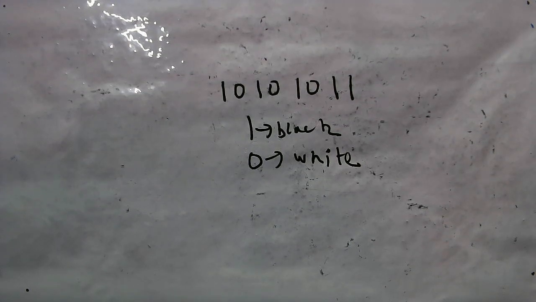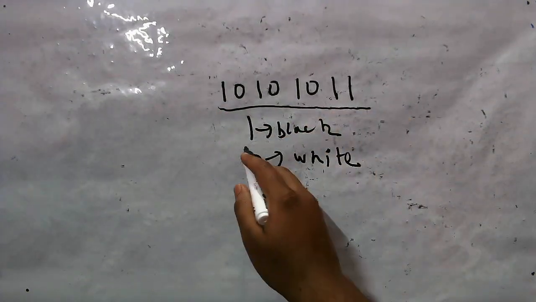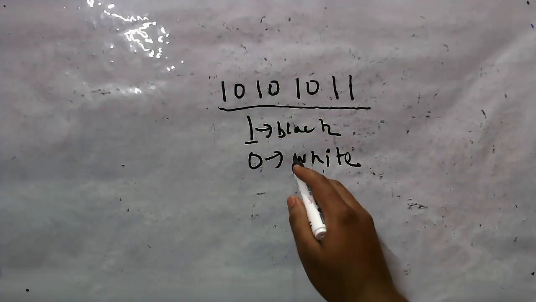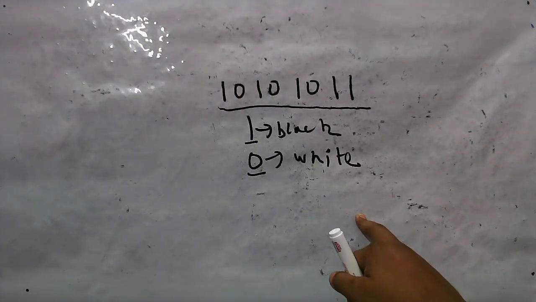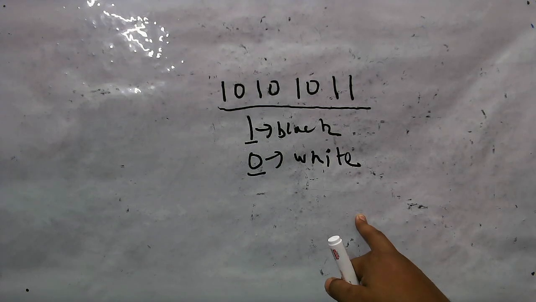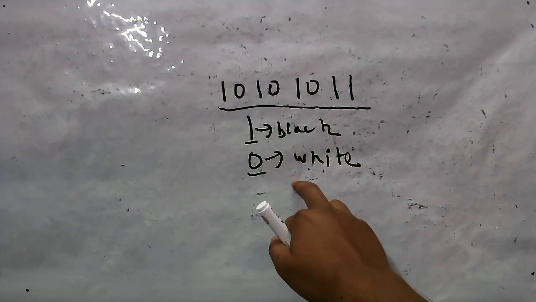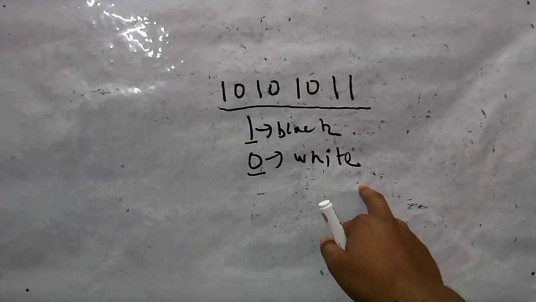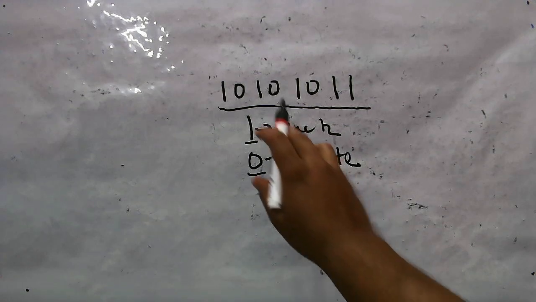So today we will discuss this problem, which is known as separate black and white balls. Basically, we are given a string, this one, and 1 represents a black ball and 0 represents a white ball. Now we need to run an algorithm so we can separate the black balls and white balls. And as per the question, the white balls should come first, and after that the black balls.